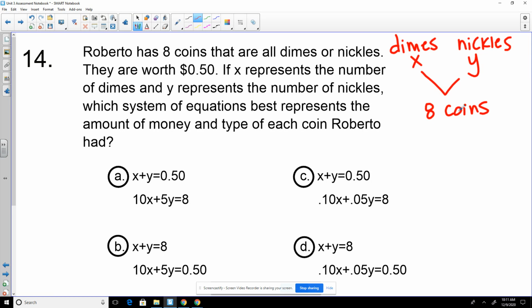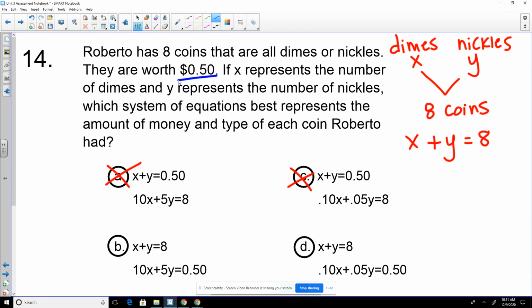So I can use that information alone to write one of my equations. The number of nickels I have plus the number of dimes I have is 8. Well, I can automatically eliminate A and C based off that information. B and D both have x plus y equals 8. Okay, so let's go to my next information.